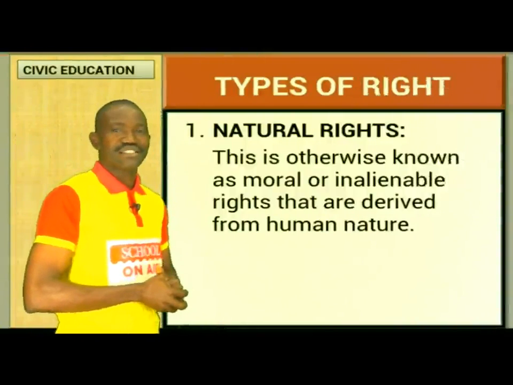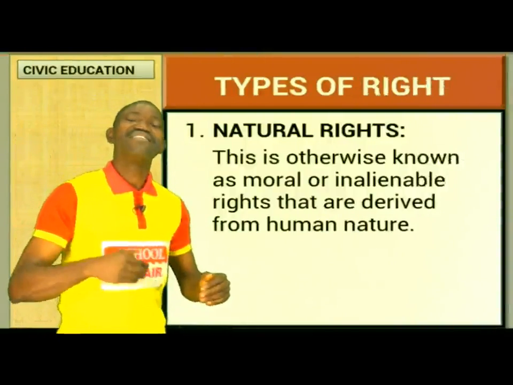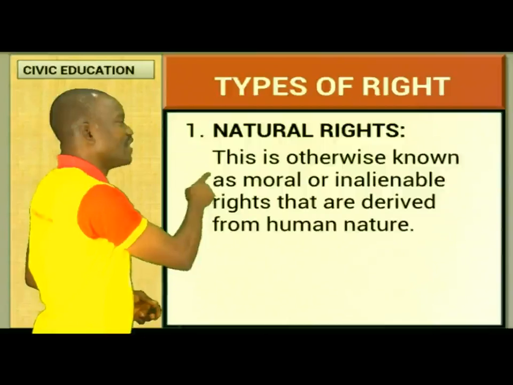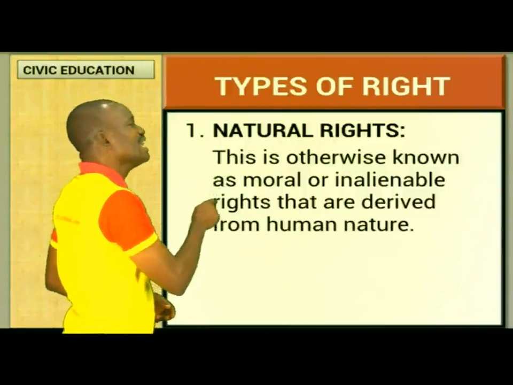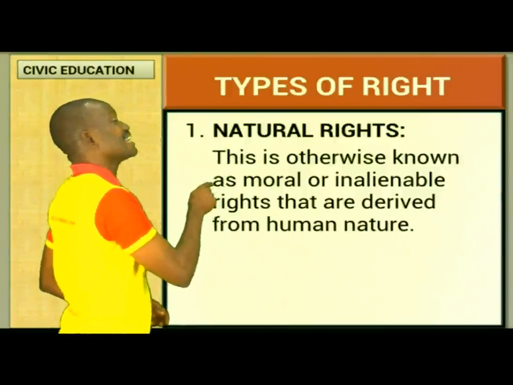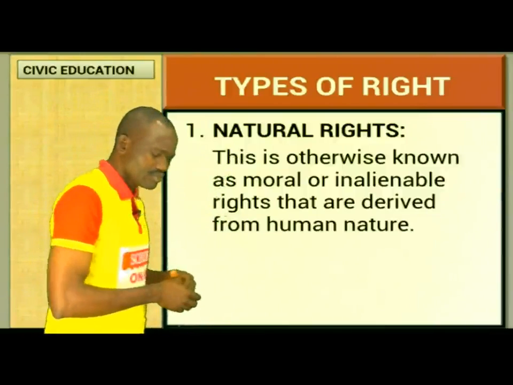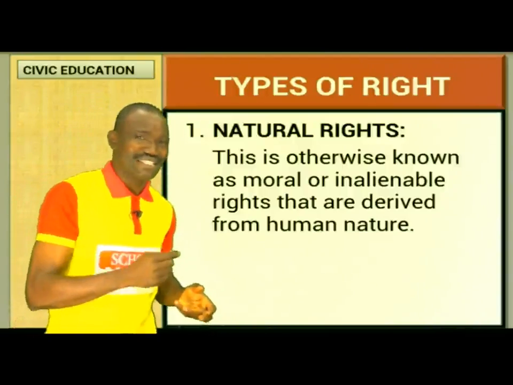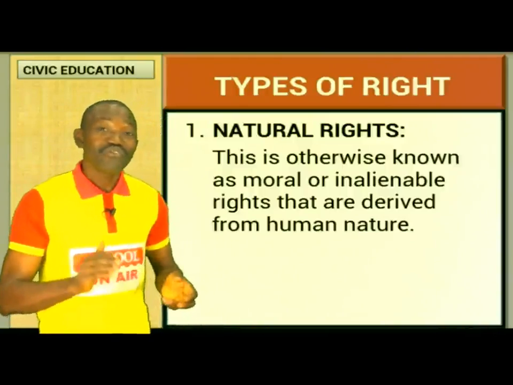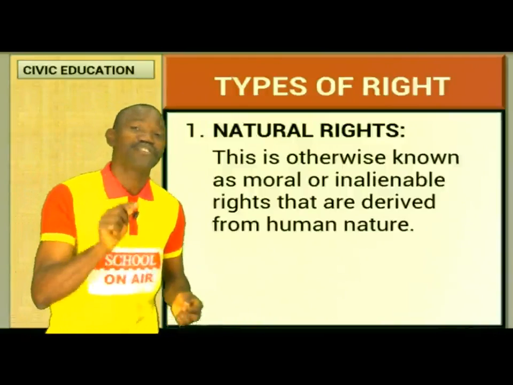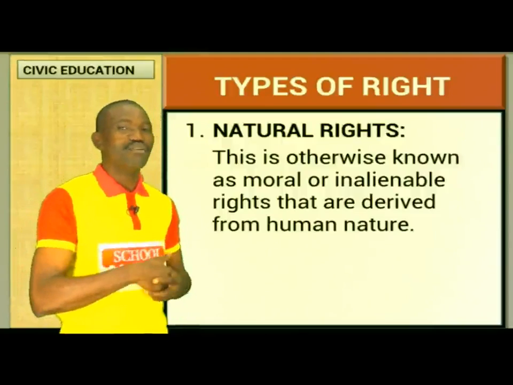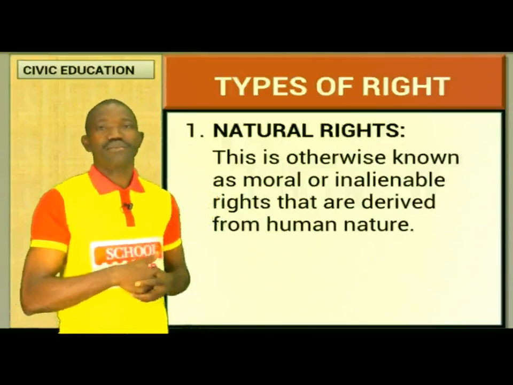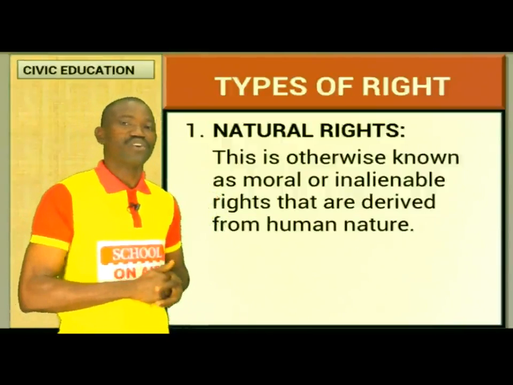Let's start with natural right. What is natural right? As the name goes, natural, inborn, innate. This is otherwise known as moral or inalienable rights that are derived from human nature. The moment a child is born into this world, there are some rights he or she brings into the world. For example, there is no law saying babies must cry immediately they are given birth to. Automatically, he or she cries when it comes out of the mother's womb.